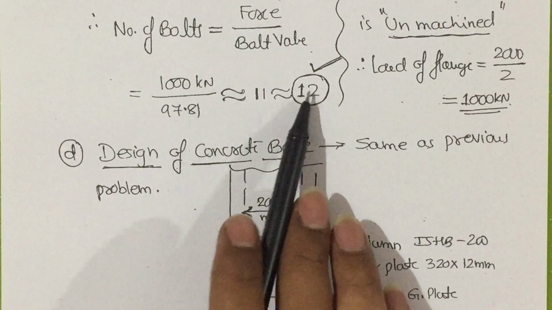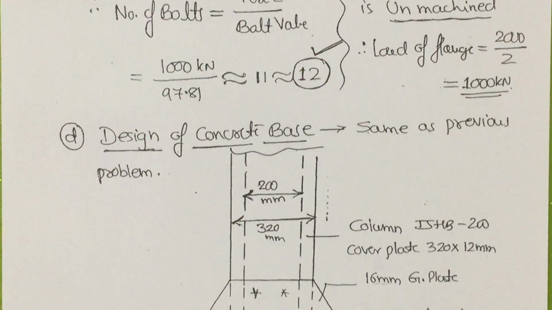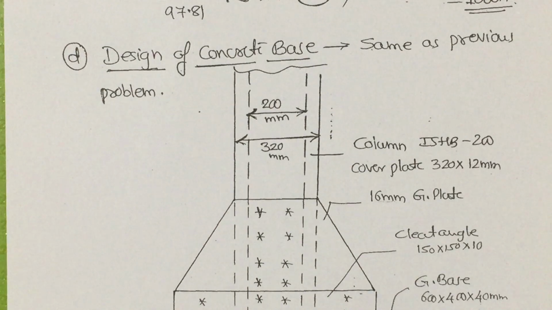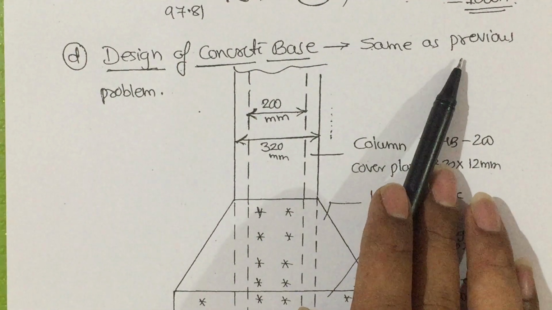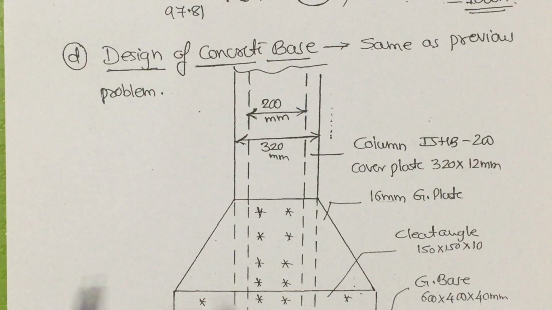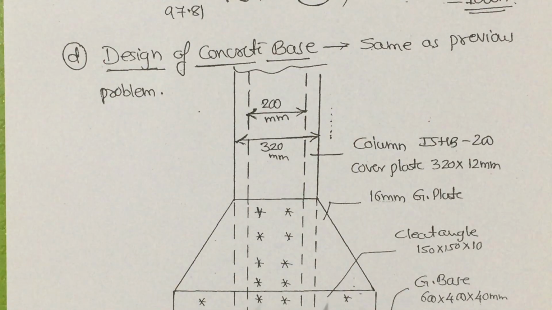So, 12 numbers. Then the last step is the design of the concrete base. It is the same as the previous problem. Whatever steps we followed, follow here also. You are going to get all the things. Then we can draw the diagram.